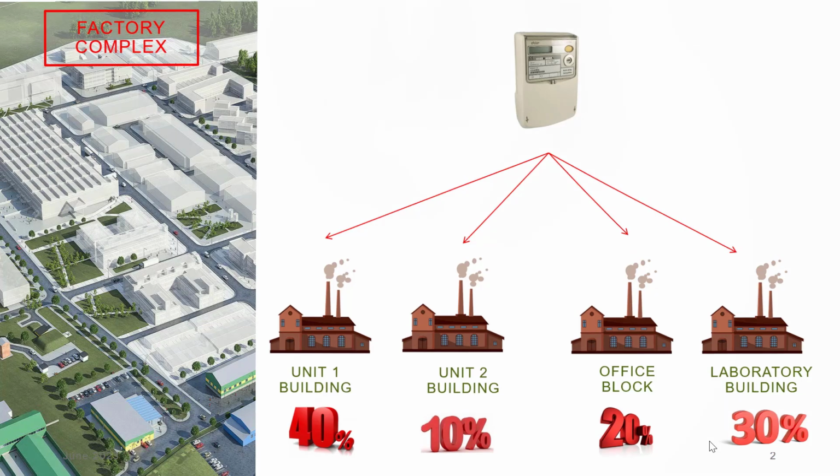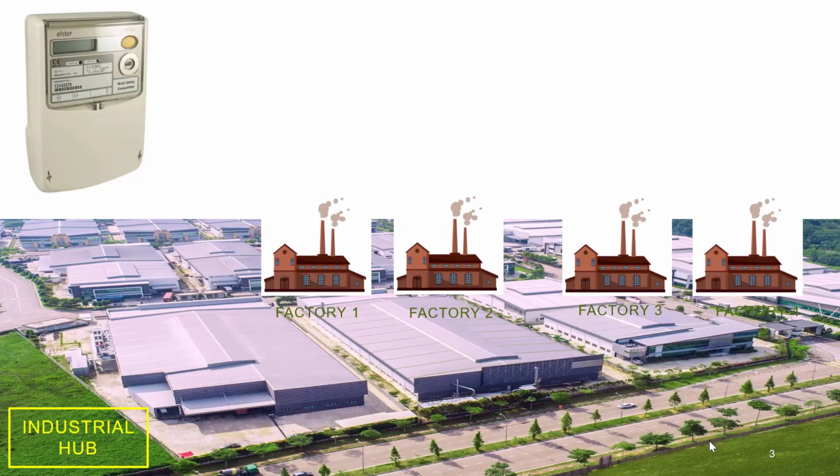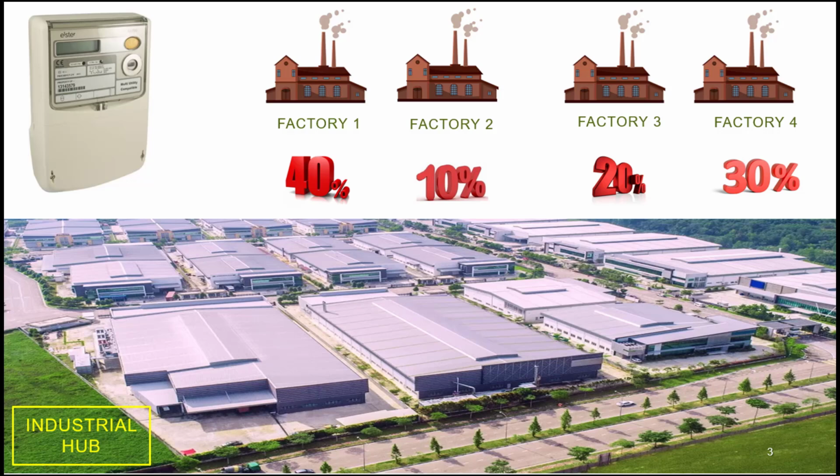Let's move to a hub of factory complexes in an industrial park. Here, again, you install a smart meter at the in-feed substation and monitor hourly and daily usage. Here, you identify and target high consumption factory complexes within the industrial park, e.g. the glass factory, the tire factory, the chemical processing factory, the agro processing factory.